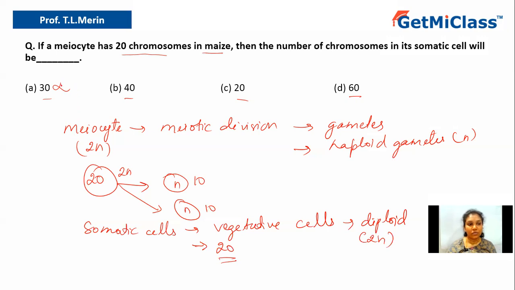So option A is ruled out. Option B says 40, which is ruled out because there is no doubling of the chromosomes happening here. Option C says 20, so that is the correct answer, and option D says 60, which is totally wrong. So the correct answer is option C, that is 20. The ploidy level of the meiocyte and the somatic cells remains the same.